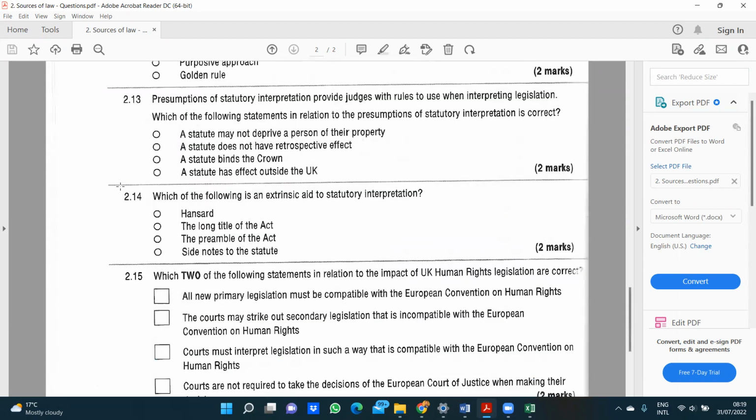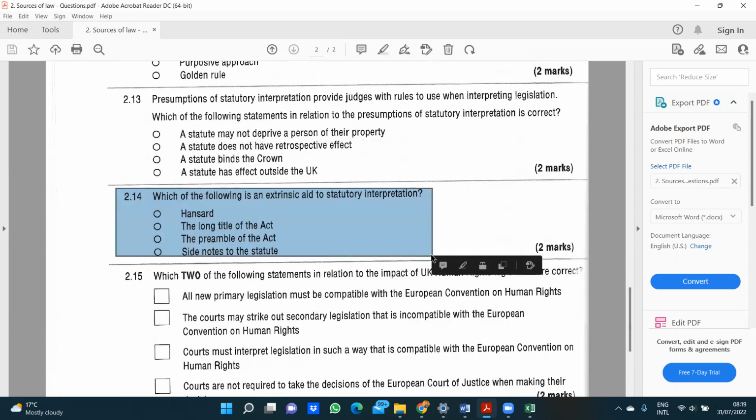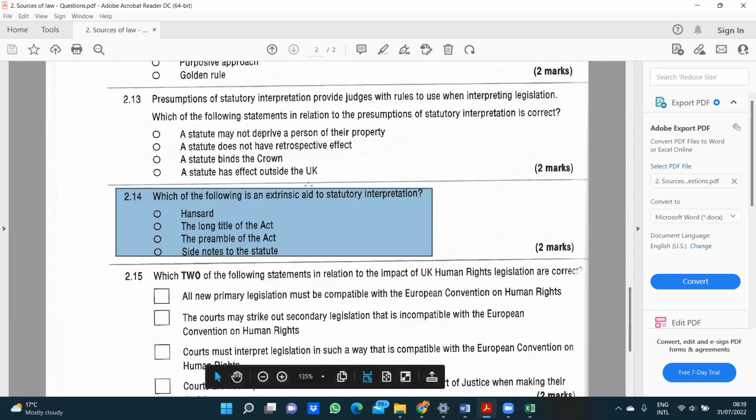Let's see this one. Which of the following is an extrinsic aid to statutory interpretation? Extrinsic. Tell me, what is the answer? You say A, Hansard? Yes, it is the right answer. Hansard is an extrinsic aid for interpretation. The long title, the preamble and the side notes are all intrinsic aids.